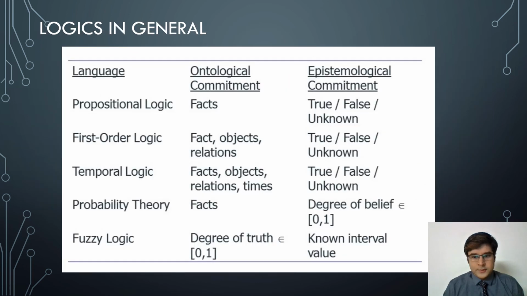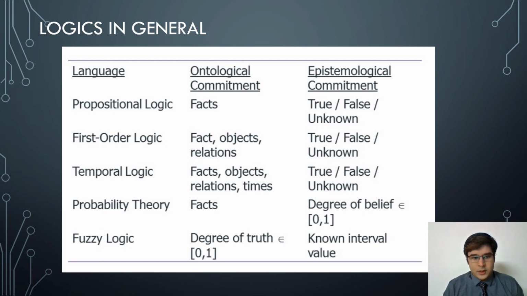In this table, we see all the types of logics and their formats. The first is propositional logic. It contains only facts which are known to be true, false, or unknown. The next one is first order logic, which we are discussing right now. It contains facts plus objects and relations or functions, and a propositional statement representing that first order logic can be either true, false, or unknown.